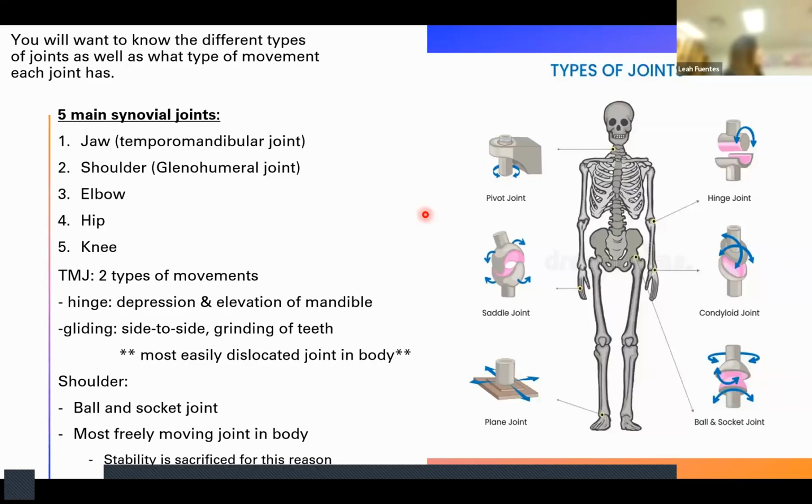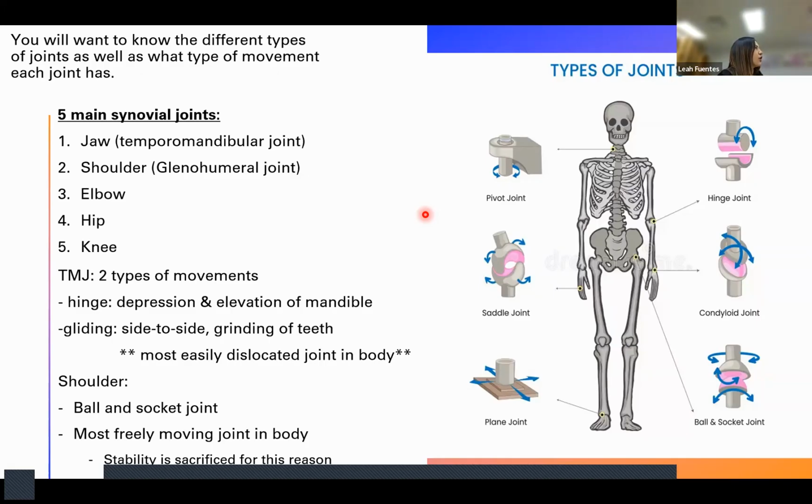So we do have 5 main synovial joints that we talk about in class. We have our jaw, or TMJ, that's the temporomandibular joint. Your shoulders, also called the glenohumeral joint or humeral joint. And then elbow, hip, and knee.